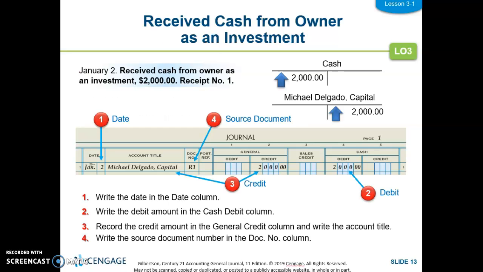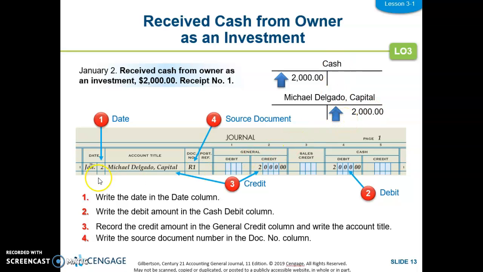Our first transaction that we will do will be receiving cash from owner as an investment. So an example is January 2nd, we received cash from owner as an investment for $2,000. It's receipt number 1. This transaction in our T account would look like this, where cash received is a debit and increased by $2,000 on the left side, and our Michael Delgado Capital increased with a credit on the right side of our 2 T accounts here.